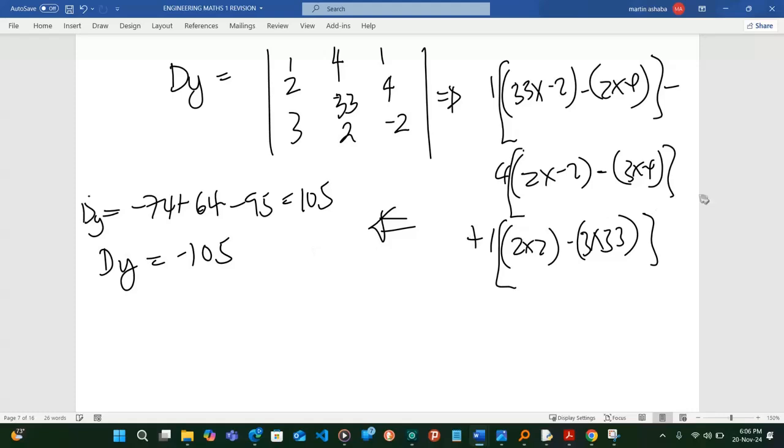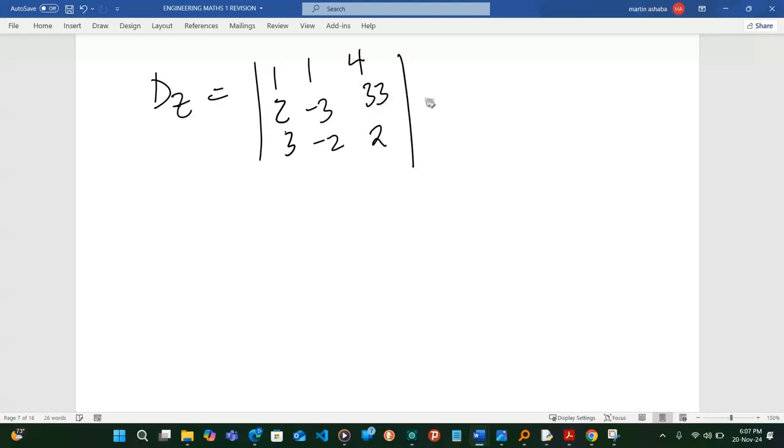So we go to the last one, which is getting dz. So dz is the determinant of a matrix that has the values of the z coefficients replaced with the output. So I'll have the values of the main matrix, which is 1, 2, 3, then 1, negative 3, negative 2. Then the values of the outputs are going to replace the coefficients of z. So I have 4, 33, and 2.